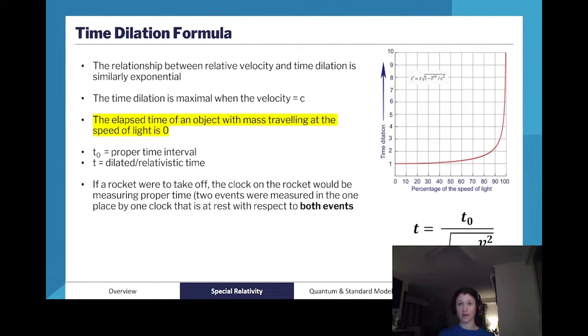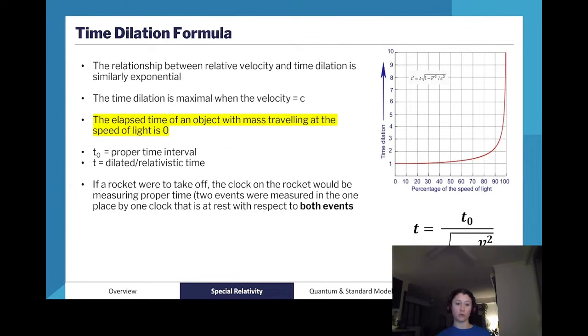Let's move on to our time dilation formula. So, time dilation is maximal when the velocity equals c. So when the velocity equals c, the elapsed time is 0. So at velocity equals c, time stops altogether. Right? It's good that light doesn't actually experience time, nor does it have any mass, which is why light can travel at the speed of light. Right? Alright.